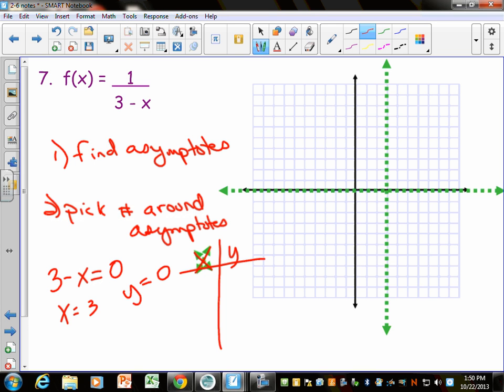And since my asymptote is at 3, I'm going to pick 4. You don't even have to make the chart on this one. You can kind of just do it in your head. But if I plug 4 in there, I get 1 over 3 minus 4, which would be 1 over negative 1. Agree with me on that? So that means at 4, it's at negative 1.